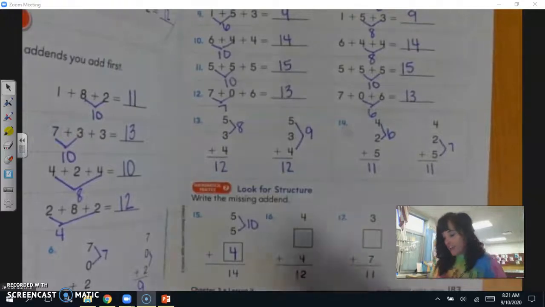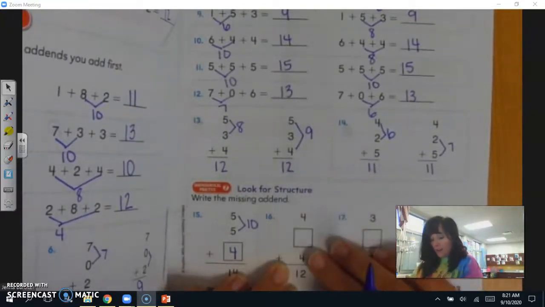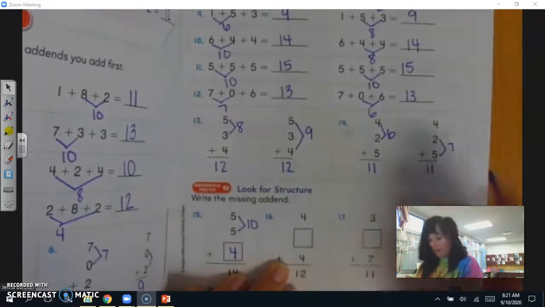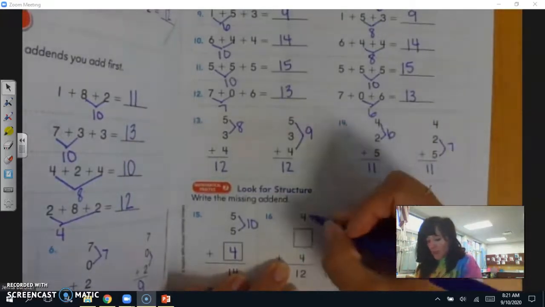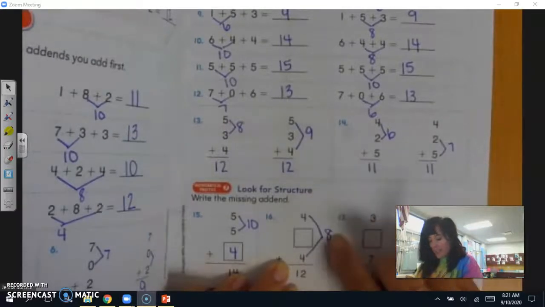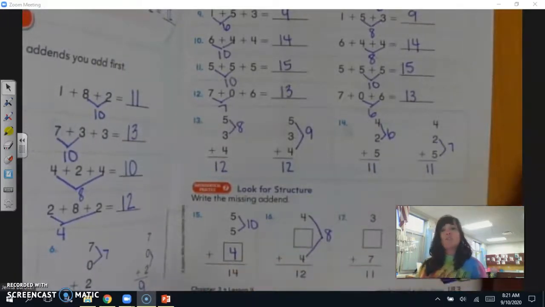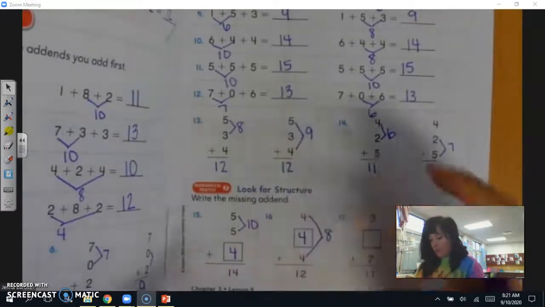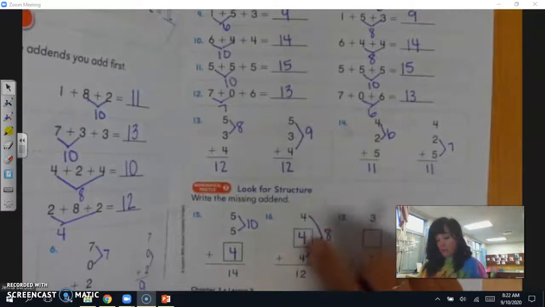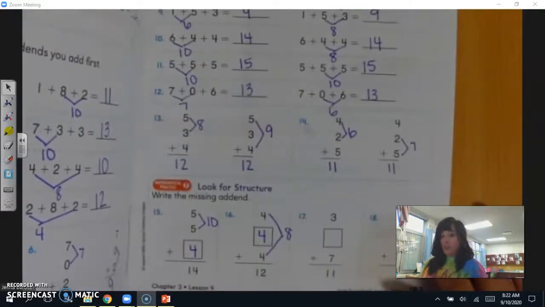All right, let's go to the next one. So again, we have 4 plus something plus 4 equals 12. So we need to figure out what 4 plus 4 is. 4 plus 4 equals 8. 8 plus what is going to get us to 12? So we have 8. Let's count on until we get to 12. 8, 9, 10, 11, 12. Okay, so we need to add 4. So 4 plus 4 plus 4 equals 12. And that is true. You can check that.